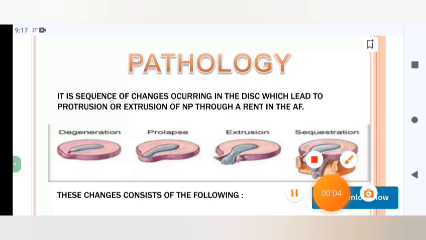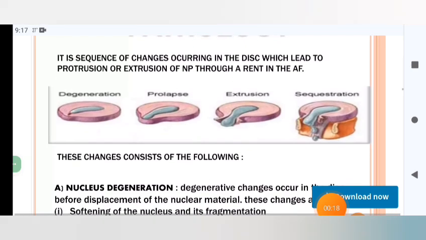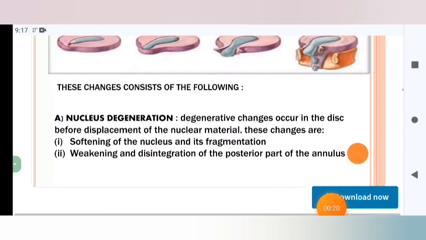Pathology. It is a sequence of changes occurring in the disc which lead to protrusion or extrusion of the nucleus pulposus (NP) through a rent in the annulus fibrosus (AF). Degeneration, prolapse, extrusion, sequestration. These changes consist of the following.